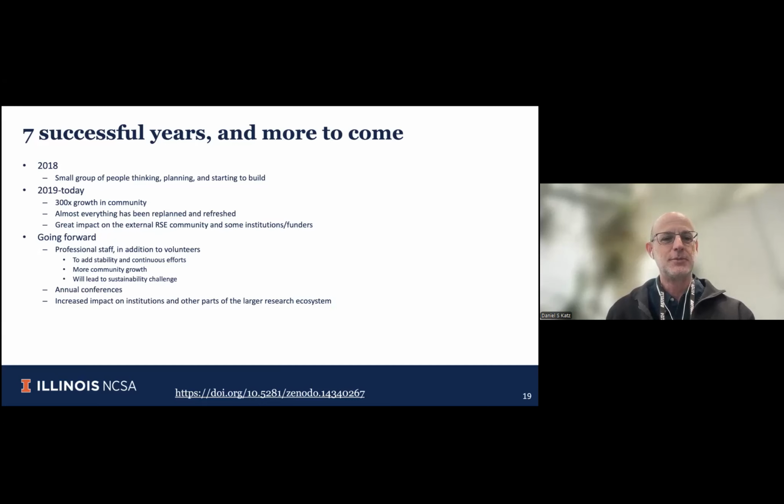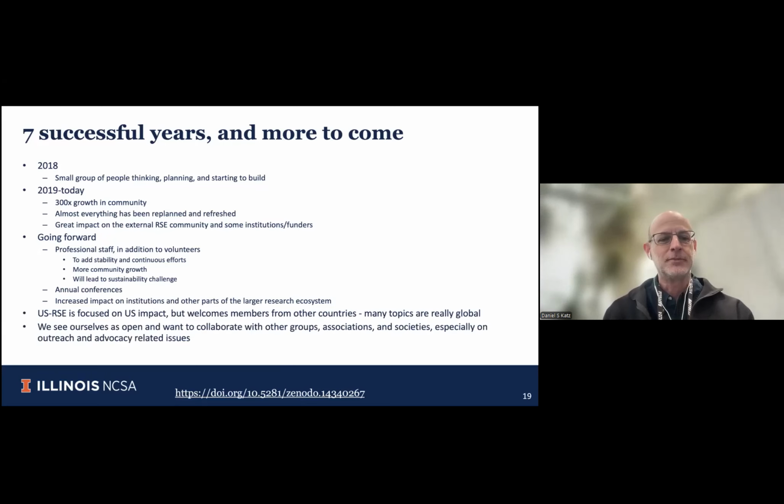Annual conferences will keep going, and we hope that we'll keep increasing our impact on institutions and other parts of the research ecosystem. Finally, we're focused on US impact, but we welcome people from other countries because a lot of the topics we're looking at really are global. And we see ourselves as open and wanting to collaborate with other groups, associations, and societies, such as CURIOSS, especially if we can find common outreach and advocacy issues that we can work on together.